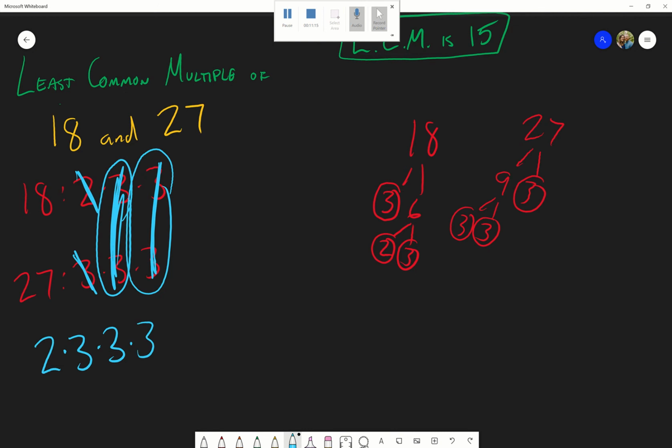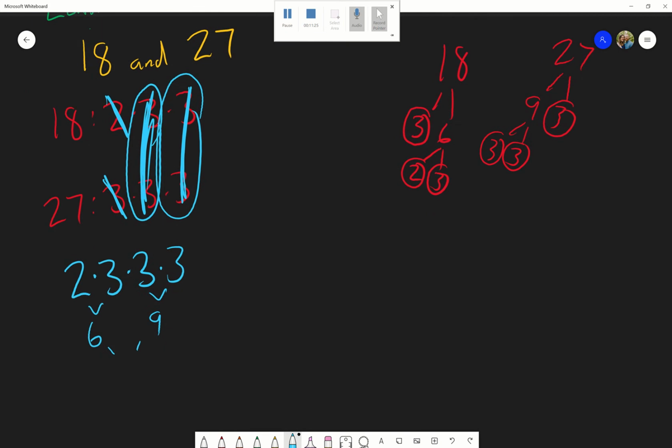Then we multiply all this out, and we say, all right, well, 2 times 3 is 6. 3 times 3 is 9. 6 times 9 is 54. And our least common multiple of 18 and 27 is 54. They get us there. We'll get there. And it totally works.